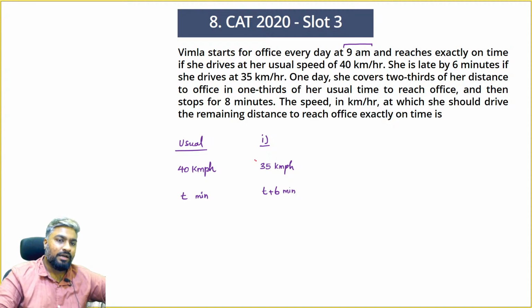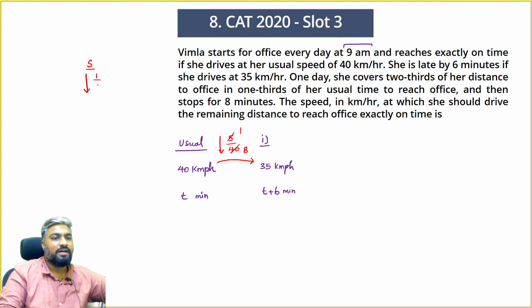Yes, here, from here to here, speed is decreasing, correct? Speed is decreasing by how much? 5 by 40 decrease. Do you agree, guys? 5 by 40 is what? 1 by 8 decrease, right? So if there is a 1 by 8 decrease in the speed, then time should increase by how much? 1 by 7. Agreed?